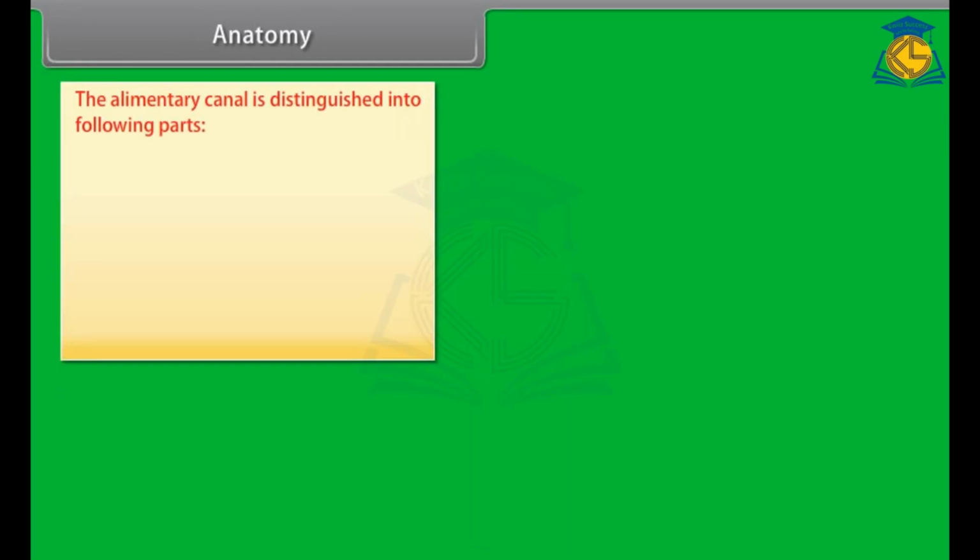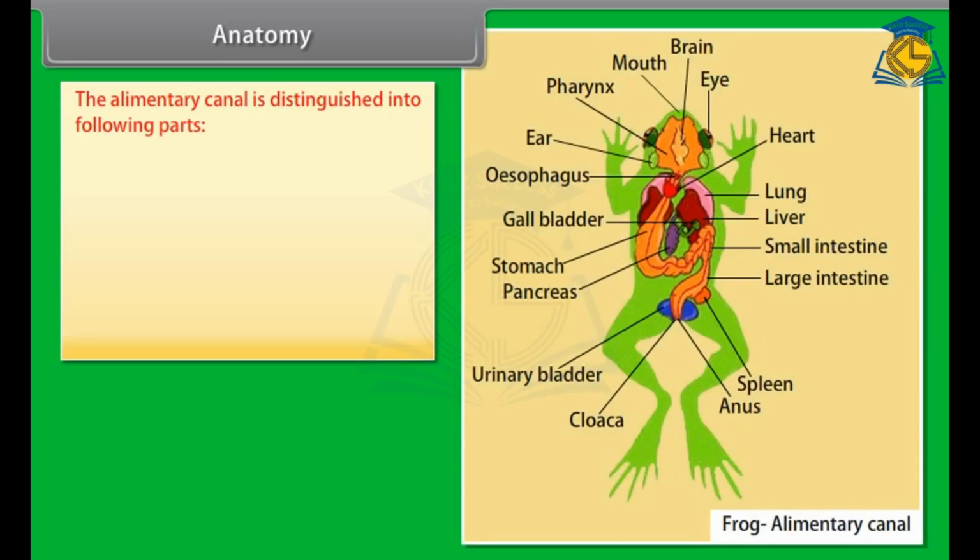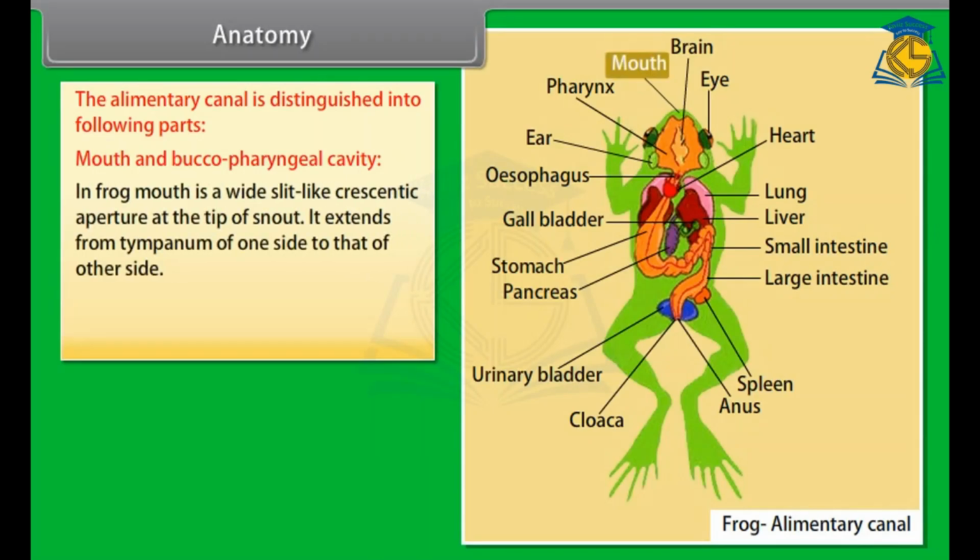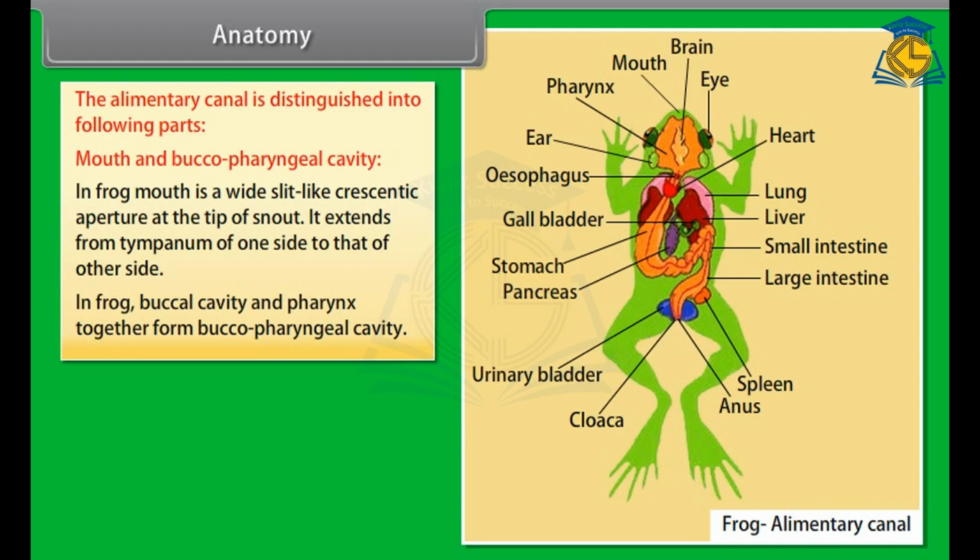Anatomy. The alimentary canal is distinguished into the following parts: mouth and buccopharyngeal cavity. In frog, the mouth is a wide, slit-like, crescentic aperture at the tip of the snout. It extends from the tympanum of one side to that of the other side. In frog, the buccal cavity and pharynx together form the buccopharyngeal cavity.